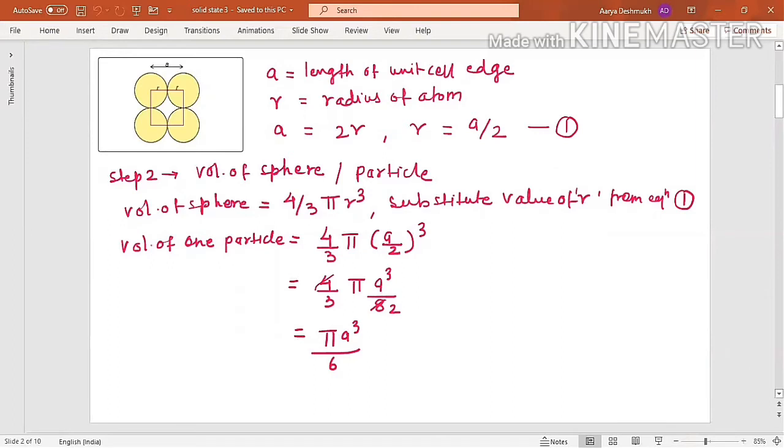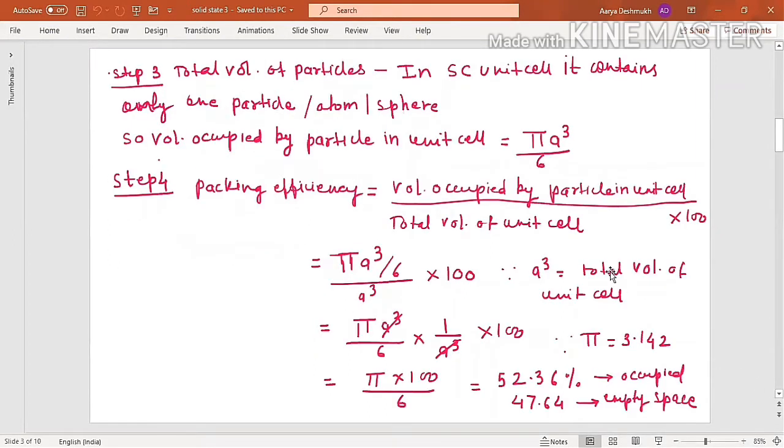Now, if we proceed further, we know that a simple cubic unit cell contains only one particle, atom, or sphere. This is one and the same thing; the constituent particle can be denoted as an atom or a sphere. So it contains only one particle. So the volume occupied by the particle in the unit cell would be the same as for one sphere, pi a cube upon 6.